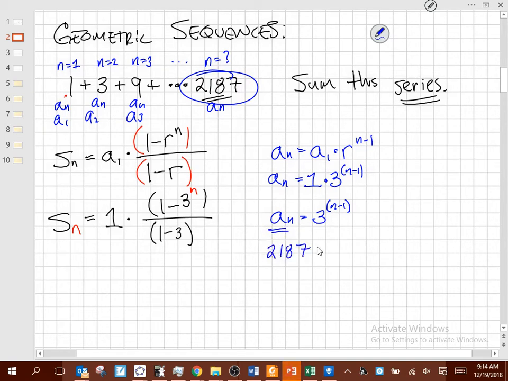So 2187 is equal to 3 raised to the n minus 1. Does that give you an exponential equation? How do I solve exponential equations in which the variable is in the exponent? I use logarithms. I'm going to take the natural log, and that's the easiest thing. So ln of this side, ln of that side, so it gives me ln of 2187. When I take the ln of the right-hand side, obviously I get ln of 3, but the n minus 1 comes out as a coefficient now, right?